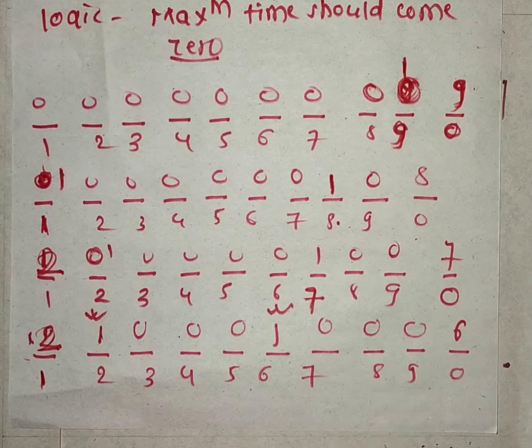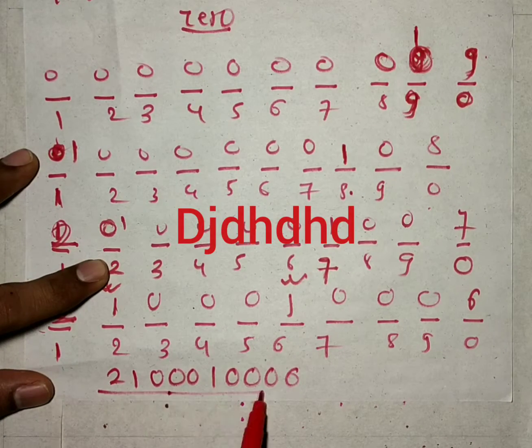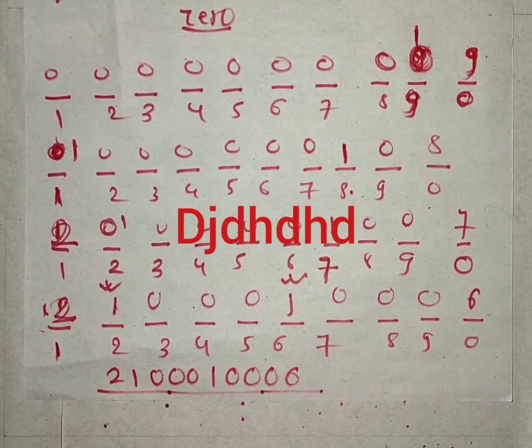Remaining zeros are 6. So this is the question and answer. The answer is 2 1 0 0 1 0 0 6, which is the number. So this is the 10-digit number which we had to find out.